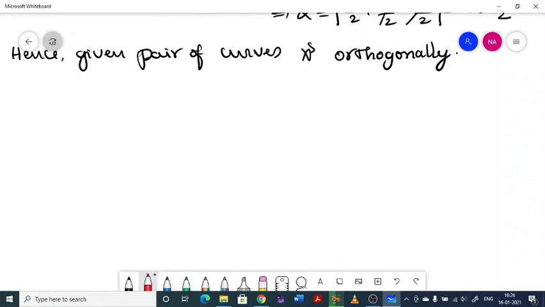Next, B. r equal to a times of 1 plus sin theta and r equal to a times of 1 minus sin theta. So this problem will be given as an exercise. Okay, let us write it later. Next, r power n equal to a power n cosine theta and r power n equal to b power n sin n theta.